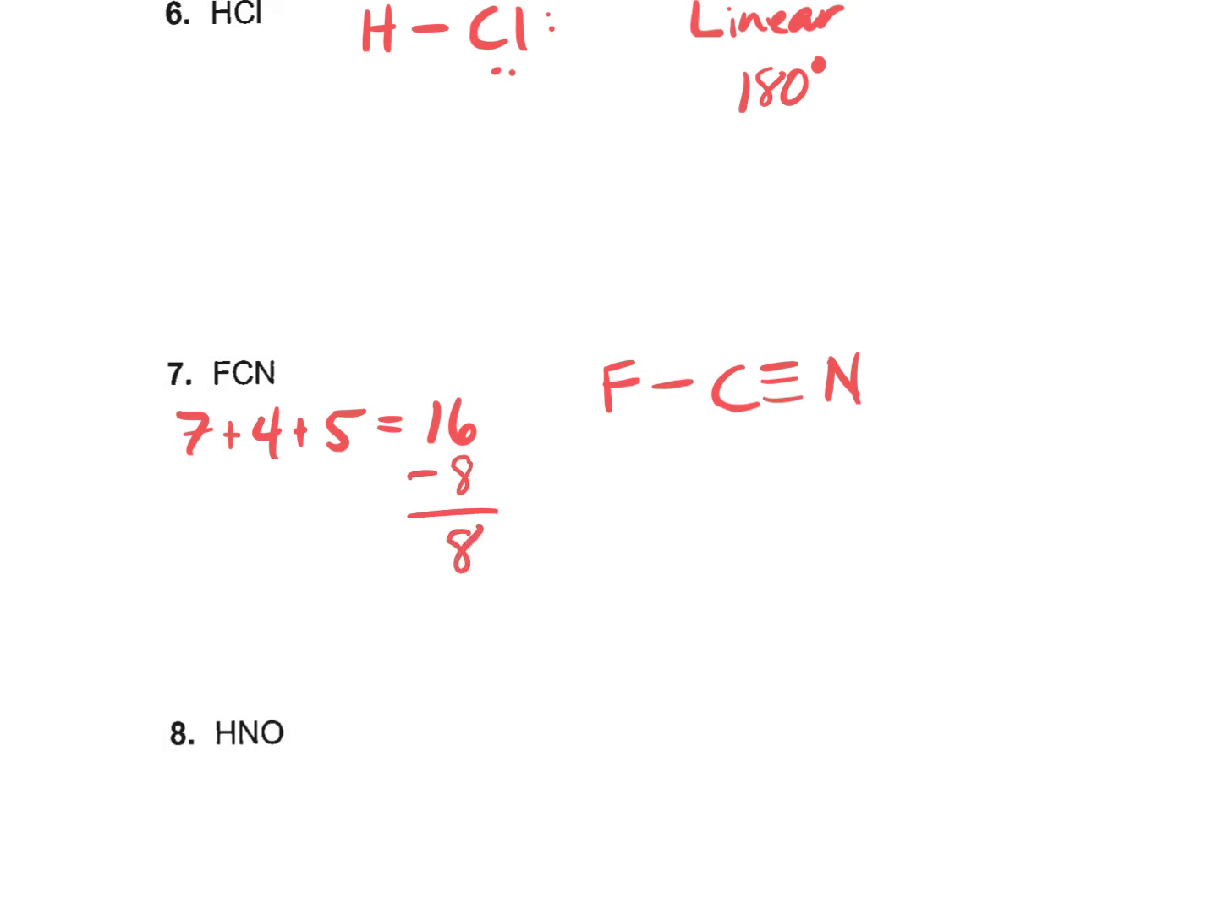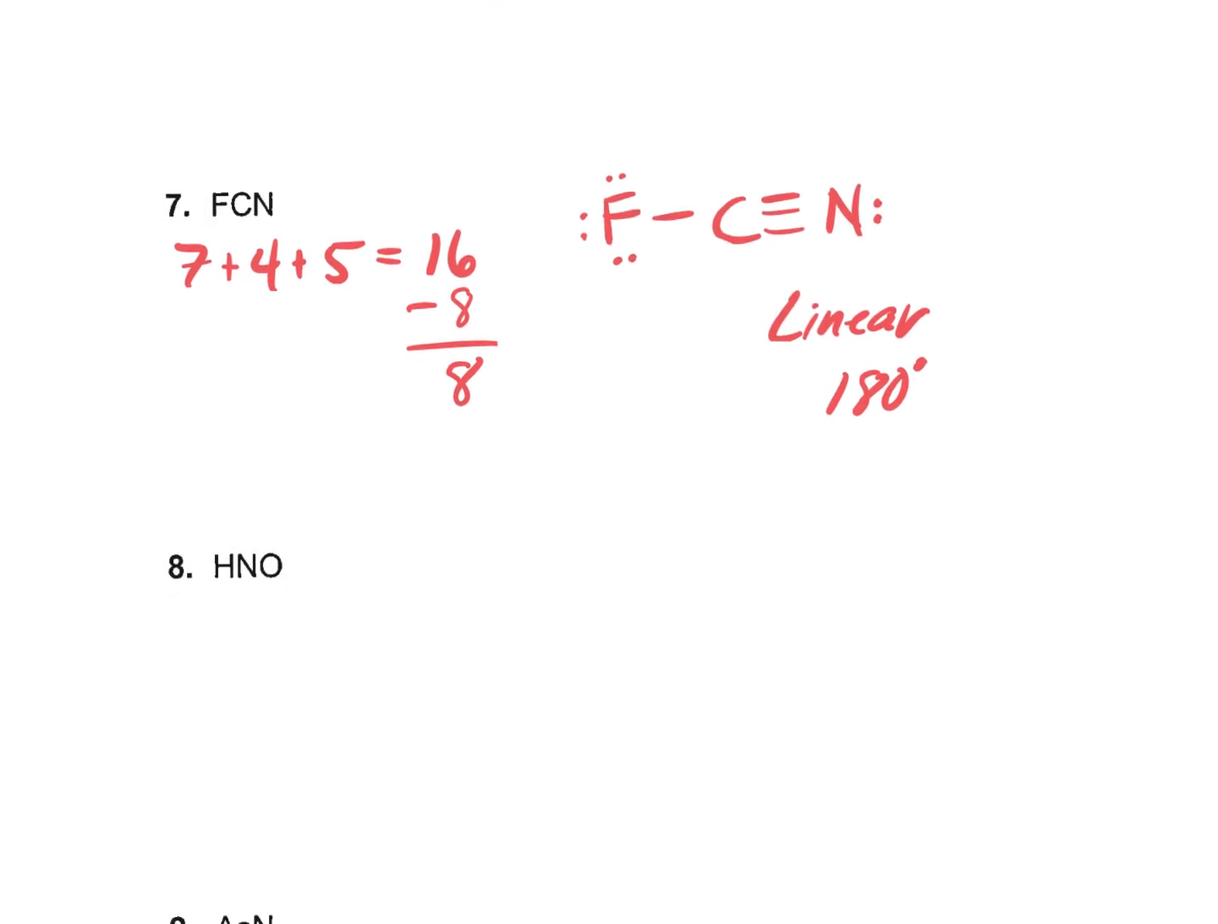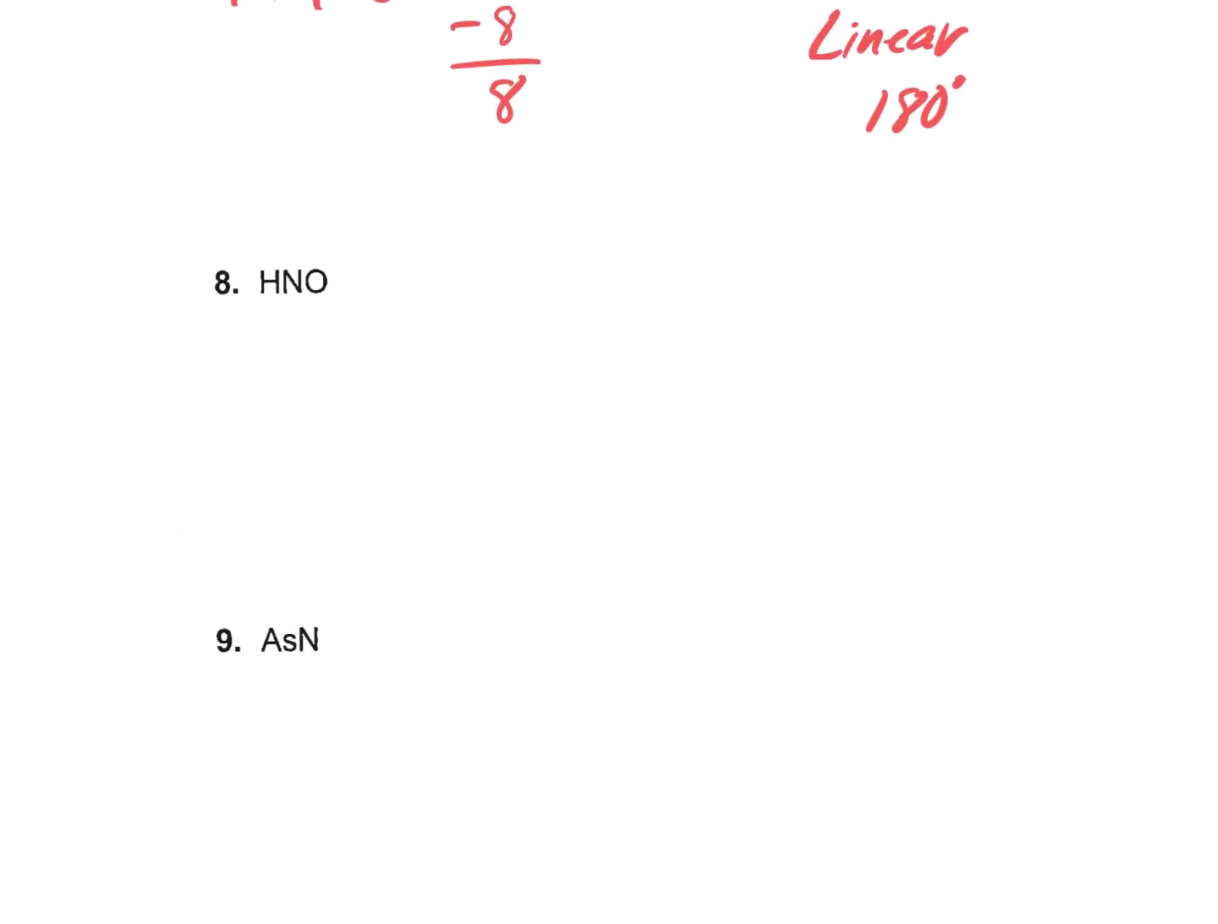Okay, counting out the leftover electrons. 1, 2, 3, 4, 5, 6. That's going to be 8 around fluorine. We already have 8 around carbon. And these last 2 electrons will be with the nitrogen, which gives us an octet around nitrogen. So again, this is going to be a linear shape, and the bond angle is 180 degrees. All right, let's try the next one then.